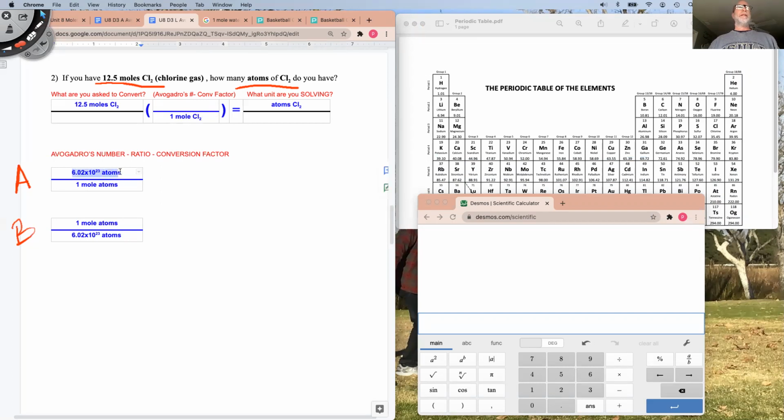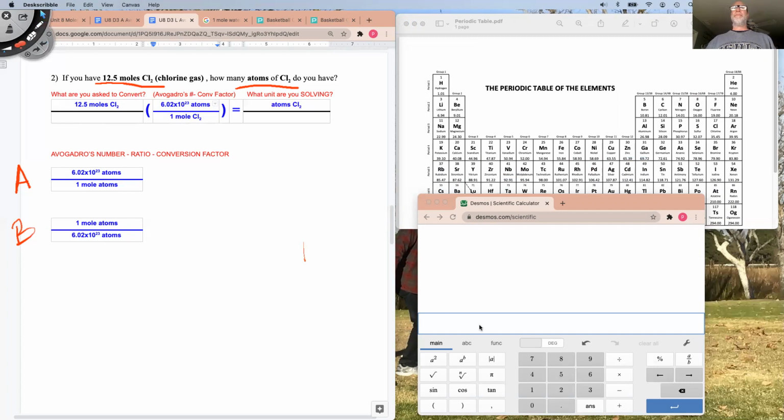It'd be 6.02 times 10 to the 23rd, right? And now we're pretty much done because we can see that moles of chlorine will cancel with moles of chlorine. Now we just have to get our answer. So let's see if we can work this out. Remember, we multiply all the numbers on the top and we then divide by the numbers on the bottom.